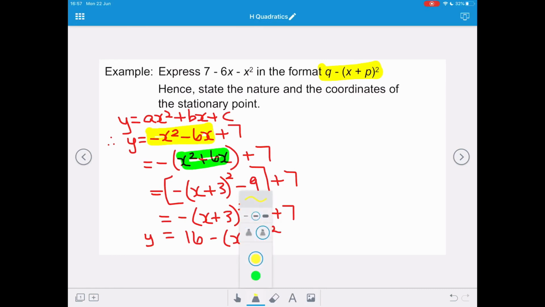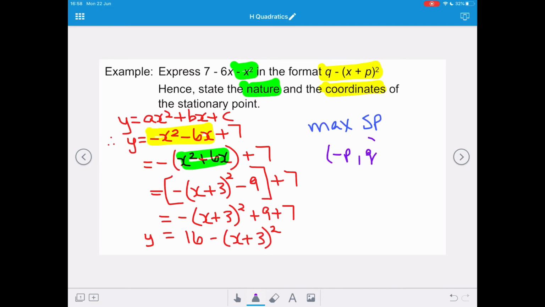Now, the question then says, hence state the nature and the coordinates of the stationary point. So our nature, this time we've got a negative x squared. So that means that we're going to end up with a maximum turning point or maximum stationary point. And then we're going to use our completed square to work out what our coordinates are. So the x coordinate, we equate the (x plus 3) bracket to 0. And so our coordinate is going to be negative p. And our y coordinate is going to be the constant q. And that means that our actual coordinate of our maximum stationary point is going to be (negative 3, 16).